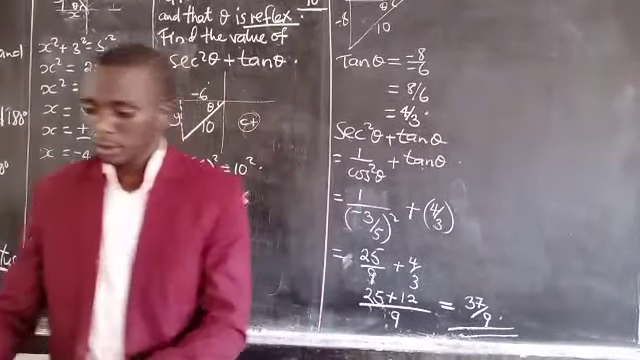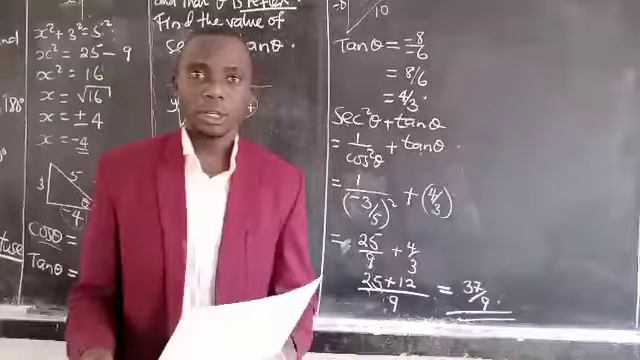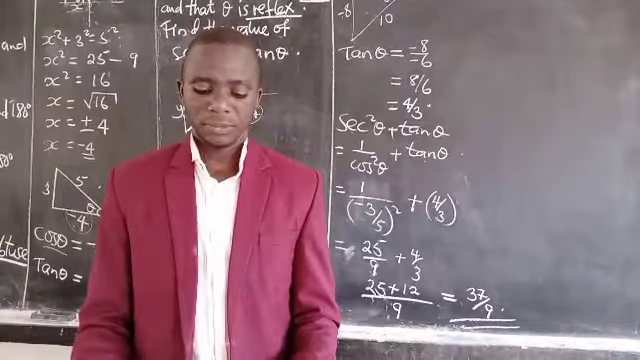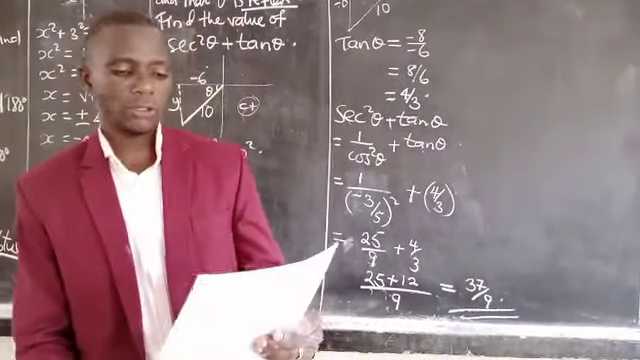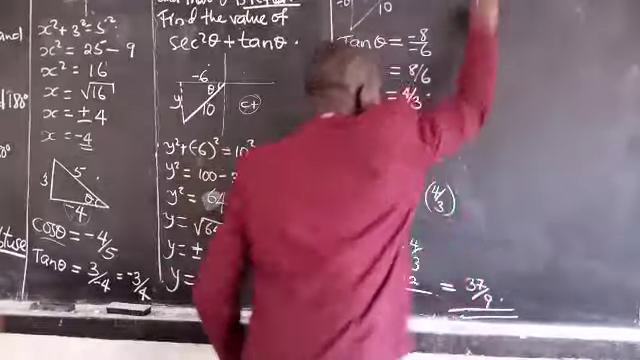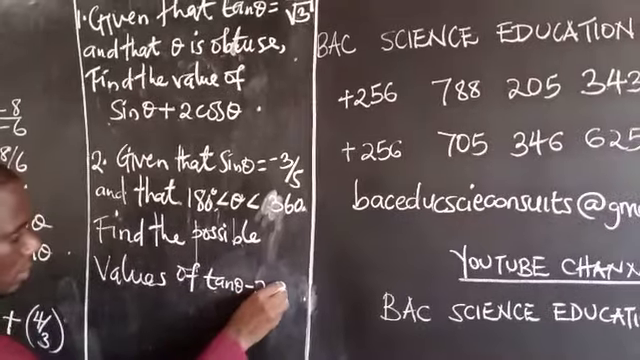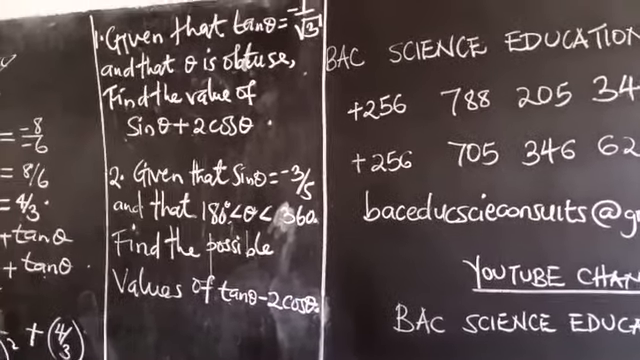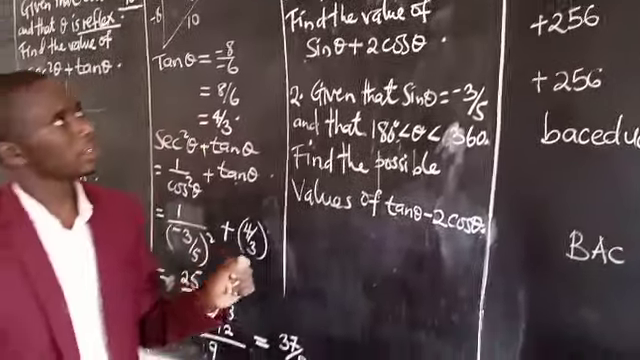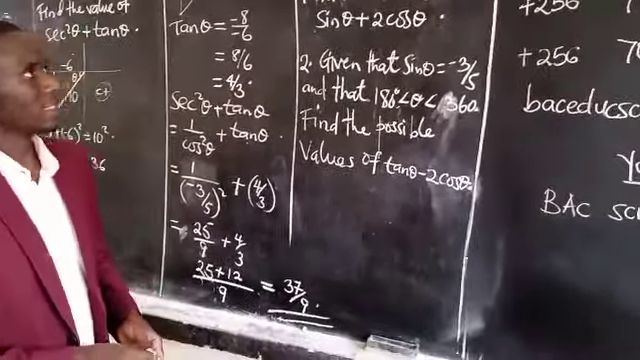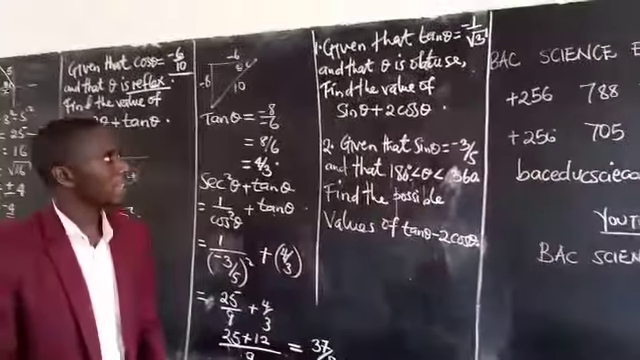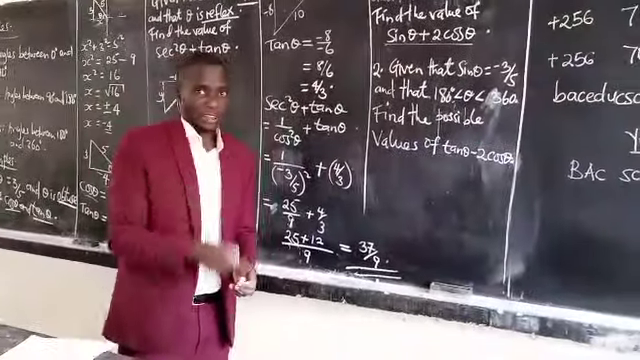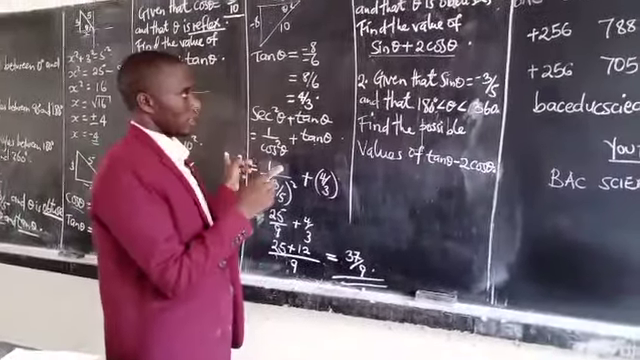Can you do this? Please write. Given that tan theta, let me write for you. This is our activity: given that tan theta is -1 out of root 3 and that theta is obtuse, find the value of sin theta plus 2 cos theta. My friend, don't use a calculator. Follow the steps you have been following.